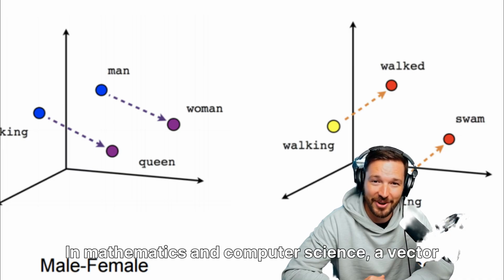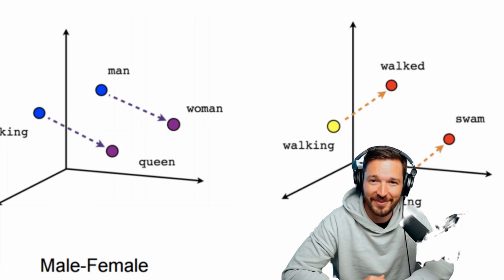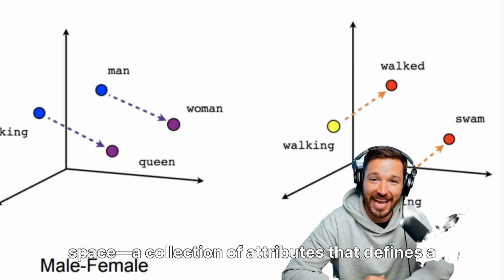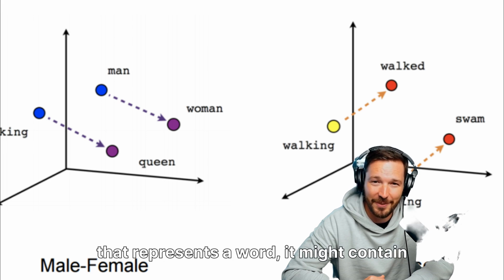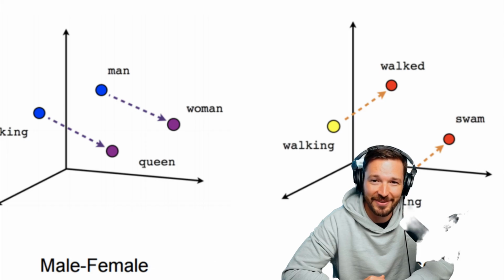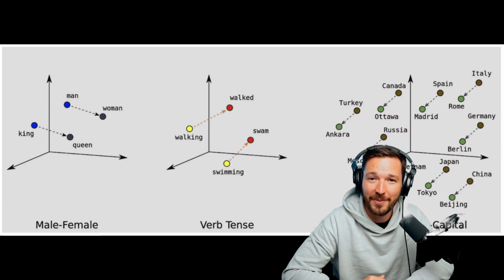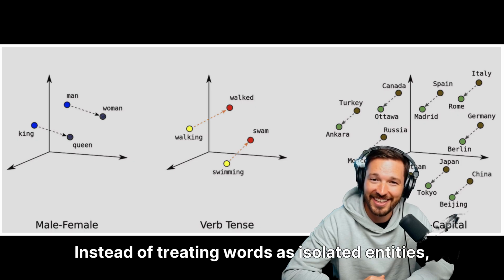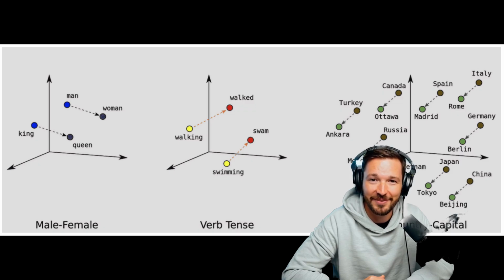In mathematics and computer science, a vector is essentially an array of numbers arranged in a specific order. Think of it like a coordinate in space, a collection of attributes that defines a point. For instance, if you have a vector that represents a word, it might contain numbers that correspond to various semantic properties of that word. Now, in the context of LLMs, these vectors are crucial because they help the model understand the relationships between words. Instead of treating words as isolated entities, LLMs use vectors to capture their meanings in relation to one another. This process is often referred to as word embedding.